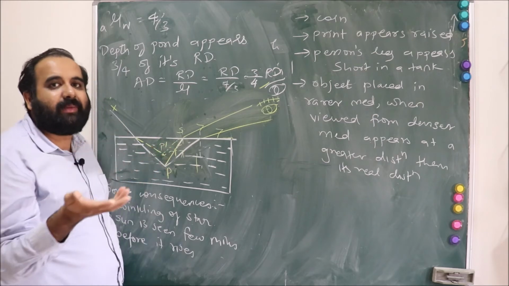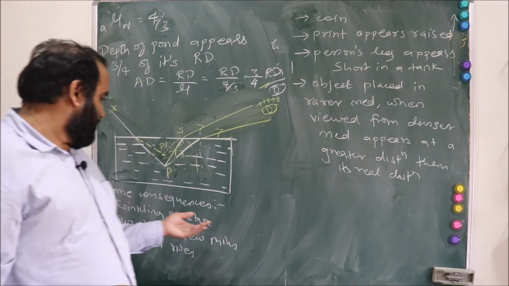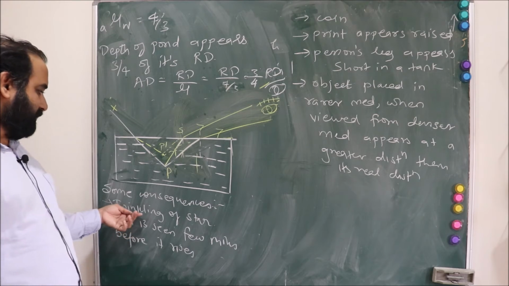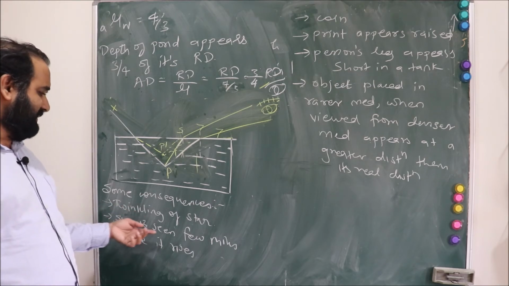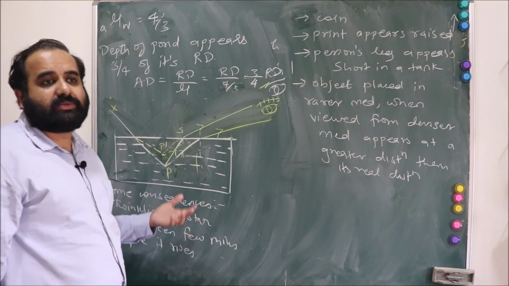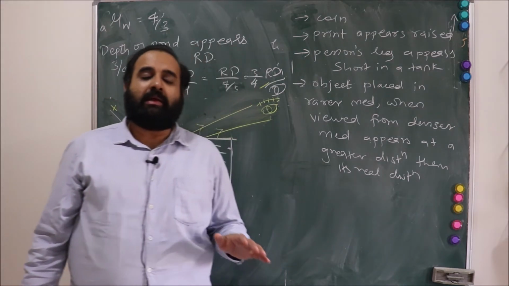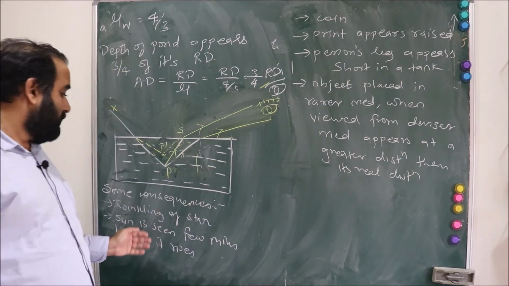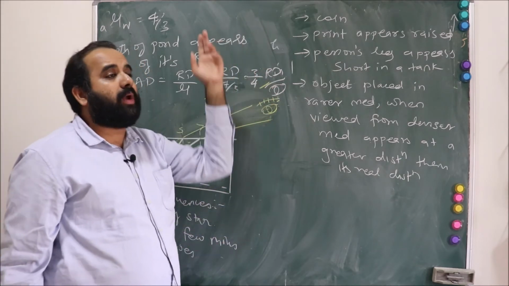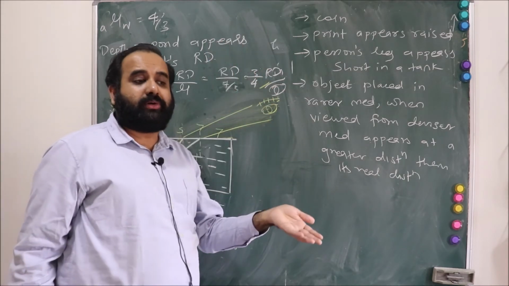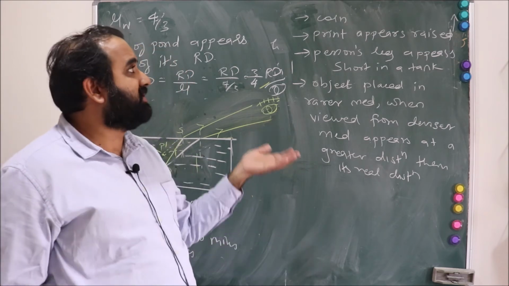Again it is the same reason. There are a few more applications: twinkling of stars, and the sun being seen a few minutes before its sunrise. I am not going to discuss all these applications in much detail. These are also applications of refraction of light. Coin example: if you put a coin in water and look at it obliquely, it also appears raised.